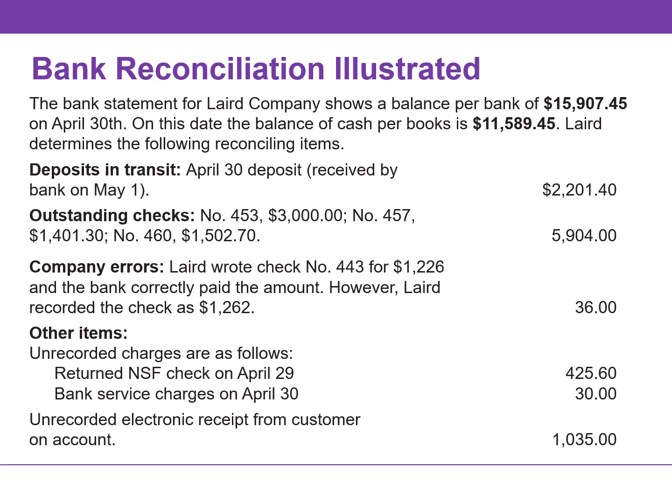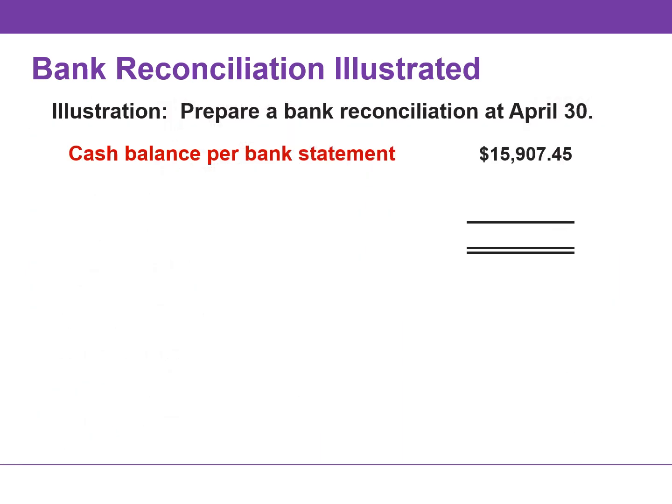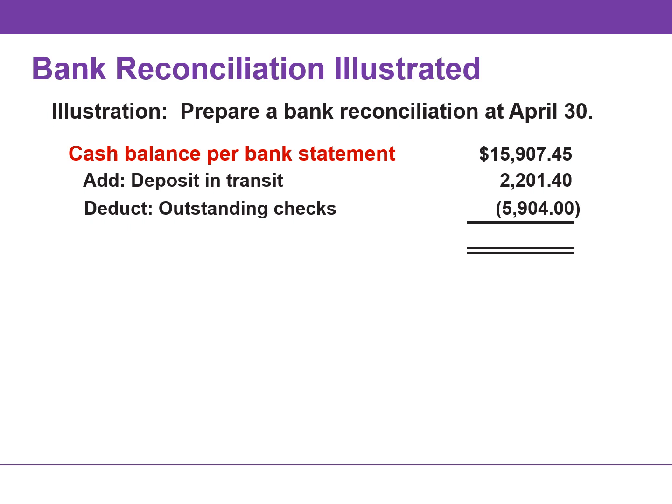To illustrate it, the bank statement shows a balance per bank of $15,907.45 on April 30th. On this date, the balance of cash per books is $11,589.45. The company identified the following reconciling items for the bank. The first is add deposits in transit in the amount of $2,201.40. The second is to deduct outstanding checks in the amount of $5,904. In this example, there are no bank errors, so the adjusted cash balance per the bank is $12,204.85.